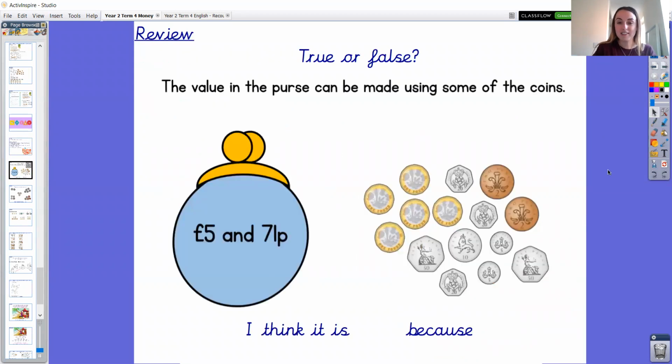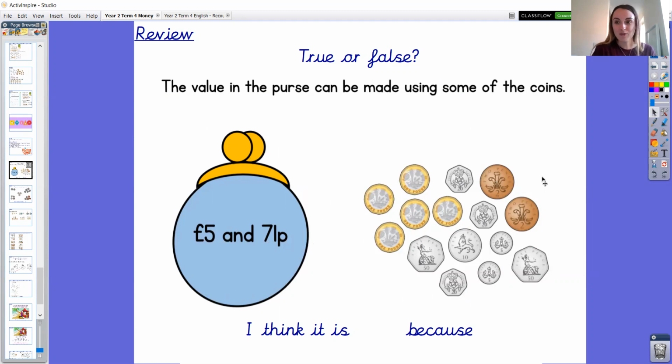So thinking back to yesterday when you were selecting money, in our review phase, we have a true or false question. True or false, the value in the purse can be made using some of the coins. So we have the purse here, and the value is £5.71, and we have some coins here. So we don't need to use all of the coins. The question is asking us whether we can make this value in the purse using some of these coins.